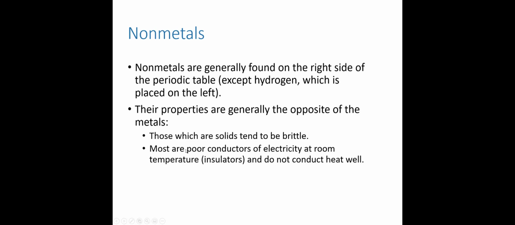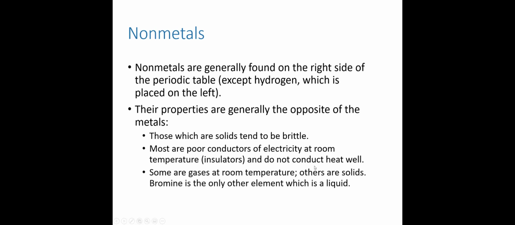Many of them are rather poor conductors of electricity at room temperature, and when something doesn't conduct electricity very well, we call it an insulator. And they don't tend to conduct heat quite as well, certainly not as well as metals do. Many of the nonmetals are gases, and some are solids. There is only one liquid nonmetal, and that is bromine. So it's the only other element on the periodic table which is a liquid, with mercury being a metal which is a liquid at room temperature.